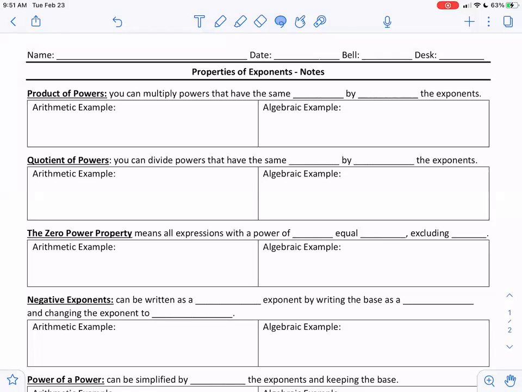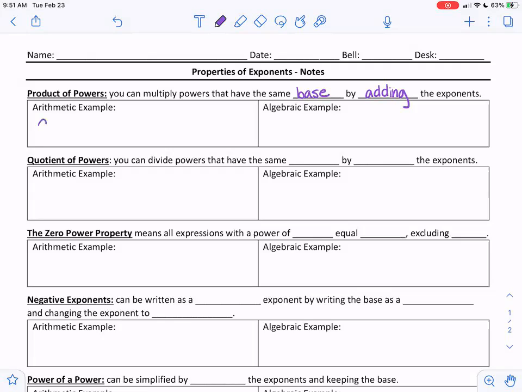The first property we're going to talk about, and there are quite a few today, is the product of powers property. This property says that you can multiply powers that have the same base. That's going to be our important thing for today: everything has to have the same base. Then you add the exponents. So once we have the same base, we are just going to add those two exponents.